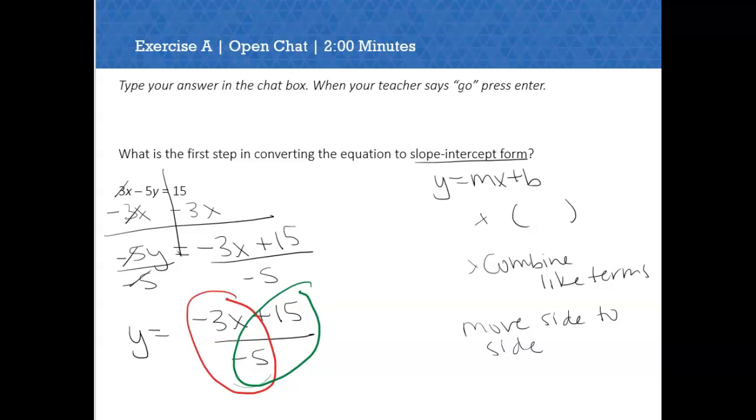So negative 3x over negative 5. Negative 3 over negative 5 reduces to positive 3/5 x. 15 over negative 5 is negative 3. So y equals 3/5 x, make that a little bigger, minus 3. Now it's in slope-intercept form where 3/5 is the slope and negative 3 is the y-intercept.